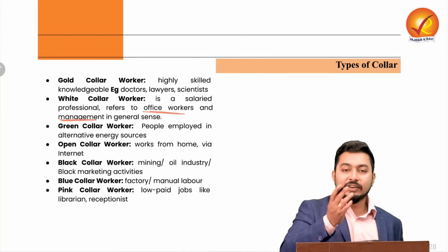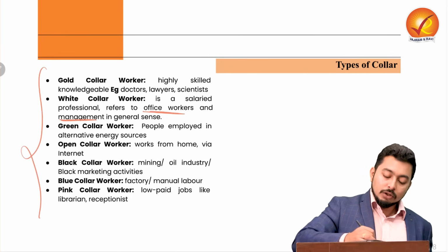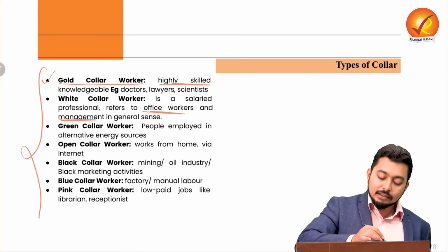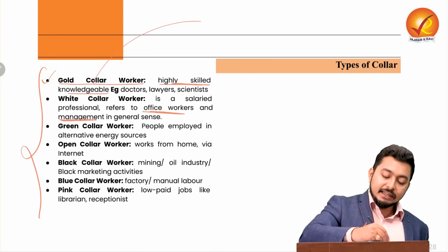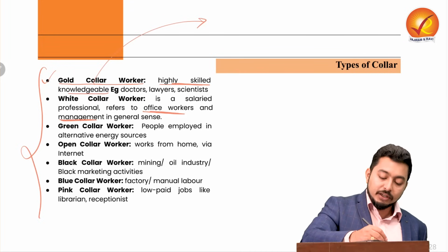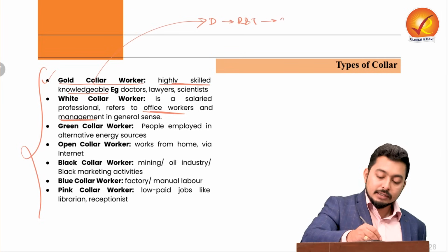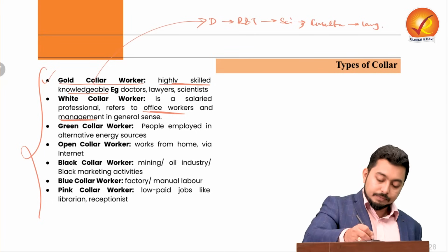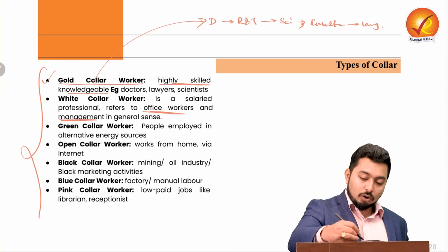Now, let's look at different types of collars. So the top is gold collar workers. They are highly skilled, knowledgeable, and they basically work in the knowledge economy. So they can be doctors, they can be your R&D professionals, they can be scientists, consultants, lawyers.